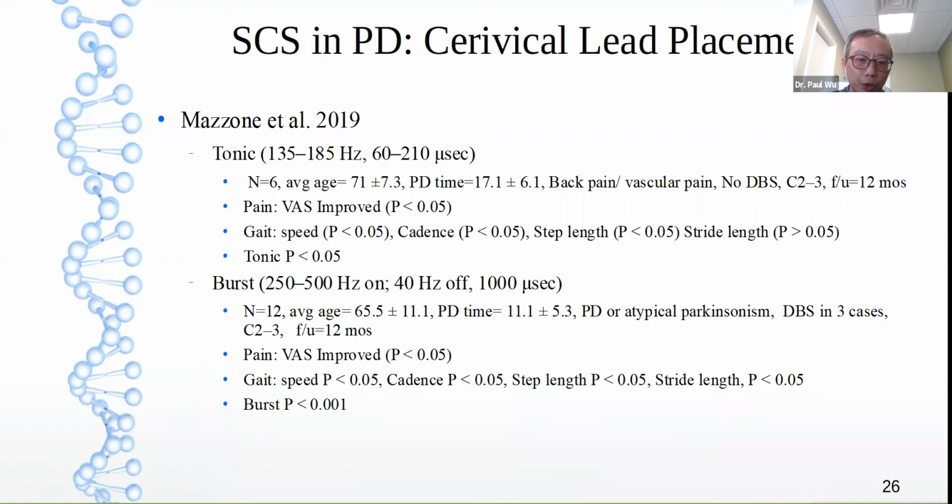In terms of the burst group, the indication is only for Parkinson's disease or atypical Parkinsonism. Deep brain stimulator is done in 3 cases, and burst stimulation is used as a rescue. Again, follow-up is 12 months, and this is high cervical stimulation. They report VAS improved and is significant. Again, gait also improved in this study.